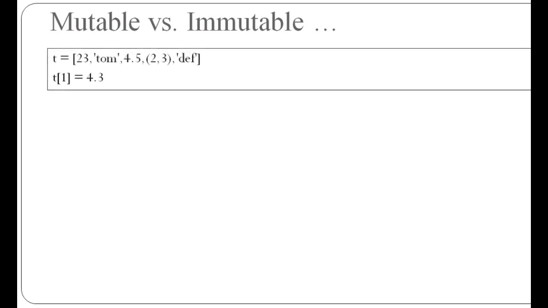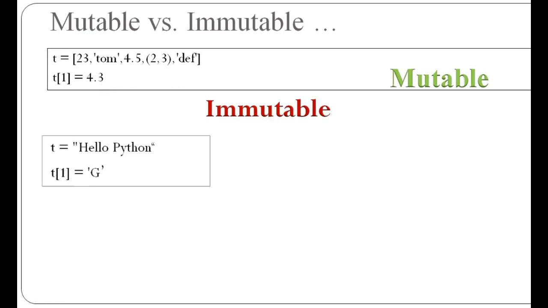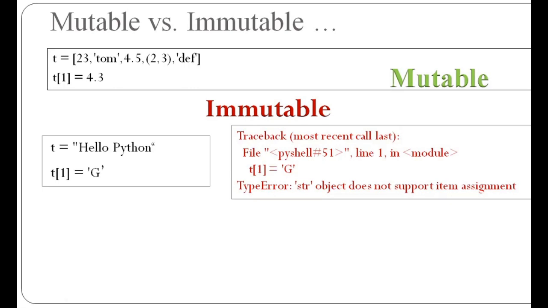Now let us see some examples on mutable and immutable. I have a list T with these elements and I am changing this item to 4.3. It is permitted because it is mutable. Now we'll see some examples on immutable data types. T is a string, Hello Python. I'm trying to change the first element of T, that is E, to G. When I do this, I get an error because string object does not support item assignment.